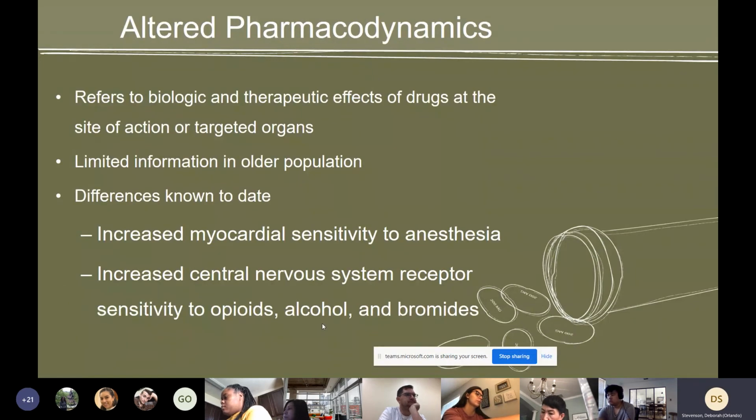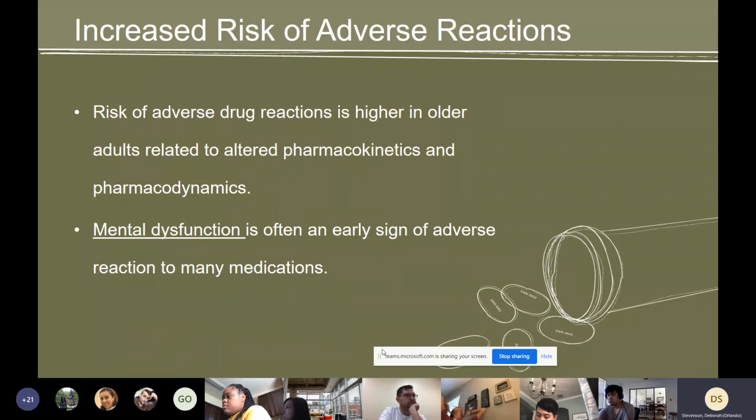We also know that for our patients, if they have to go to surgery, their heart tissue is much more sensitive to the anesthesia. We know that the central nervous system becomes much more sensitive to alcohol and opioids. So just keep these things in mind as you are caring for your older adults.